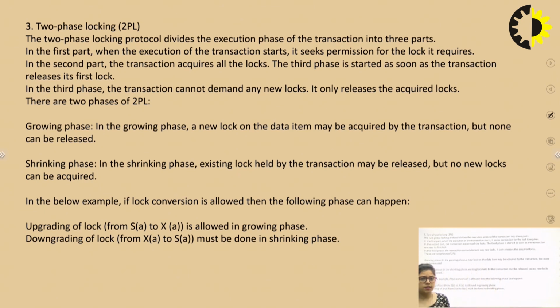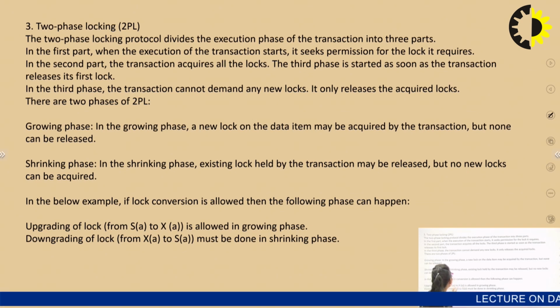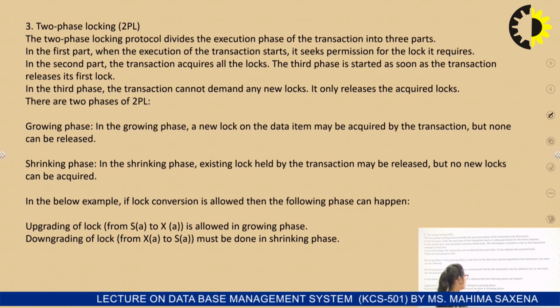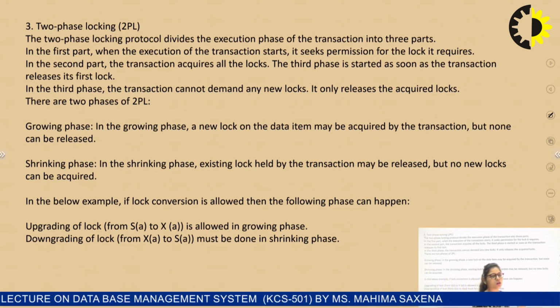Suppose we have an example. If lock conversion is allowed, then the phase can be given as upgrading of lock from S(A) to X(A) must be done in growing phase. Now, downgrading of lock from X(A) to S(A) must be done in shrinking phase.